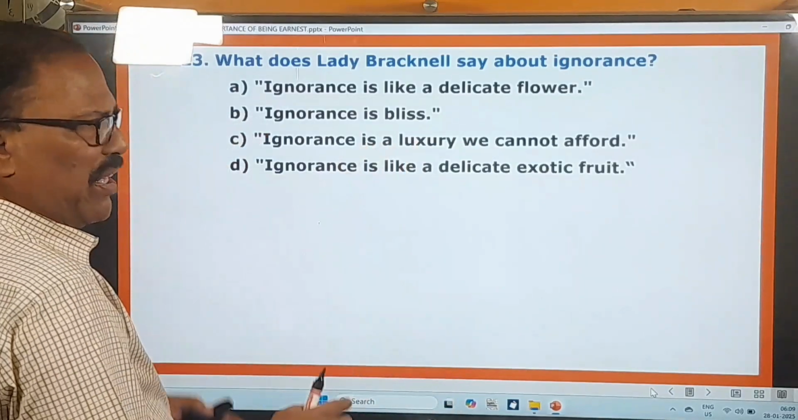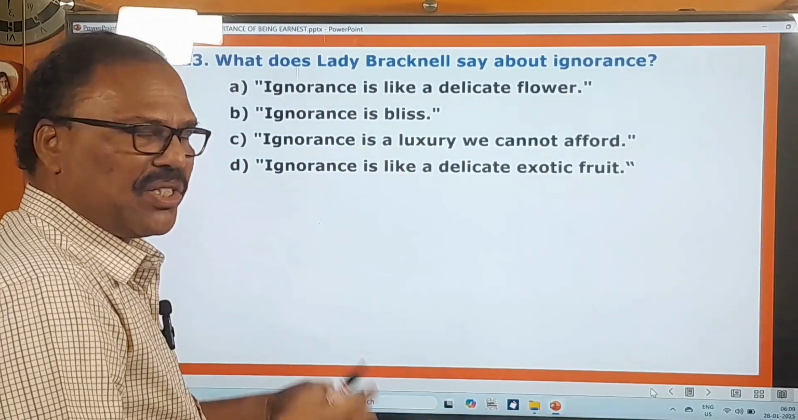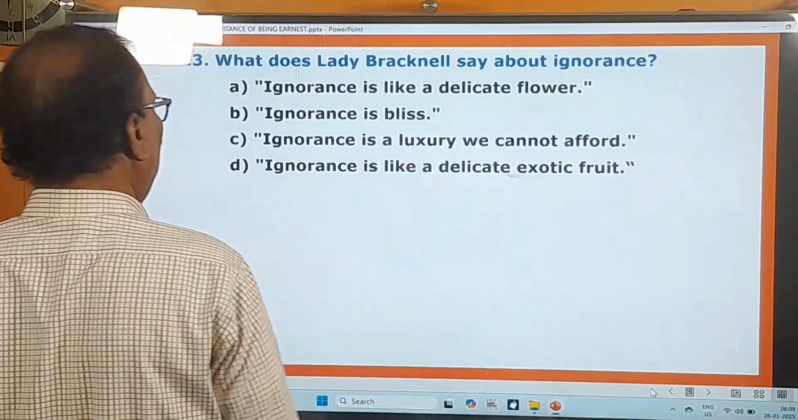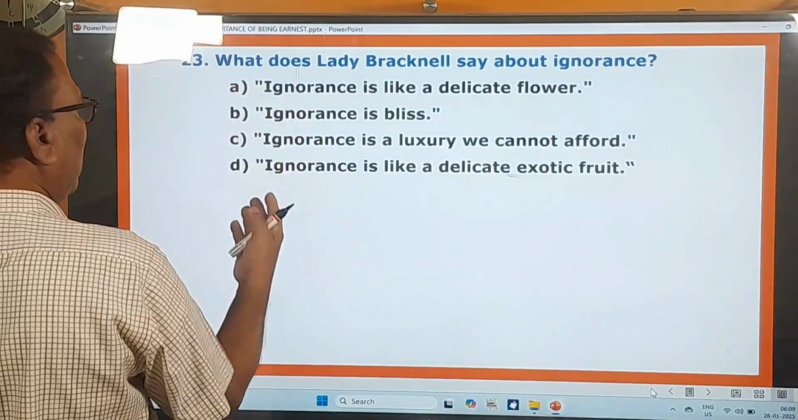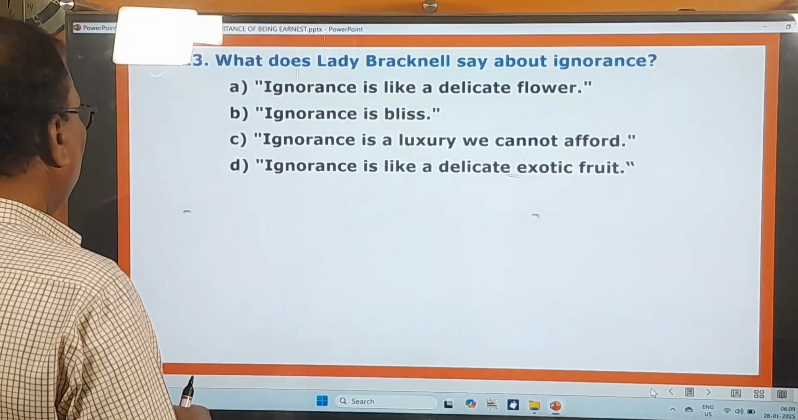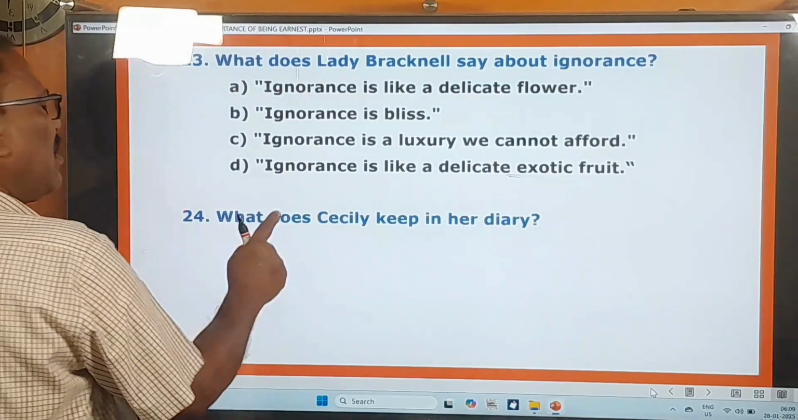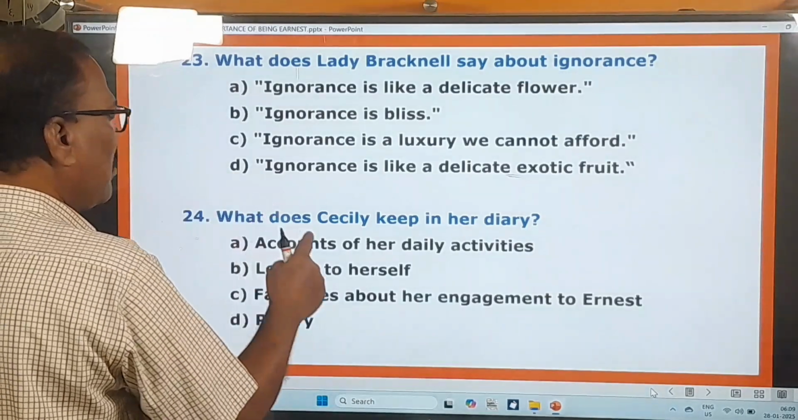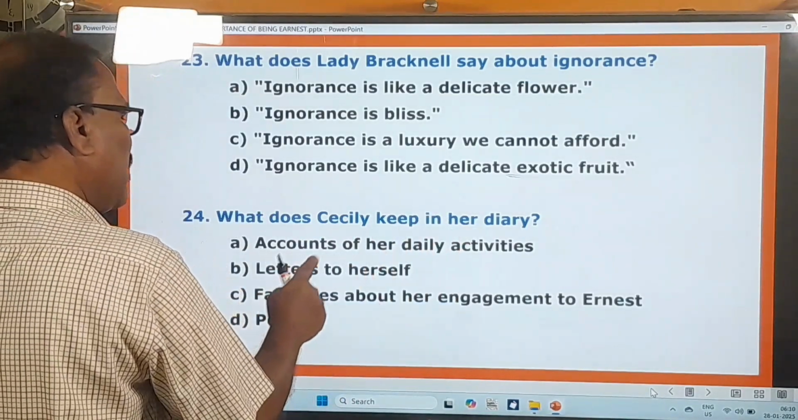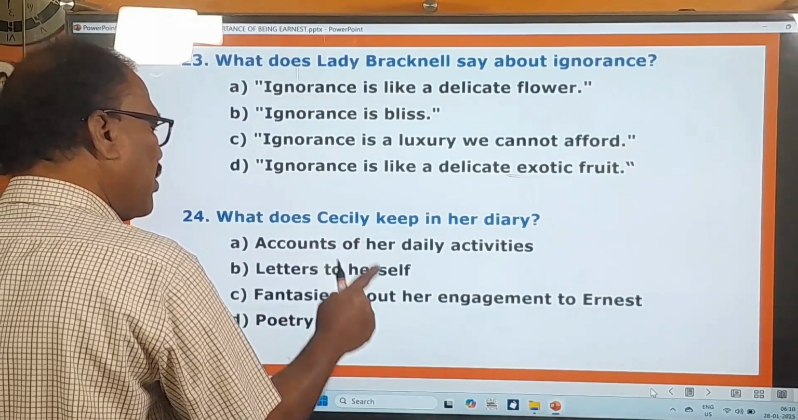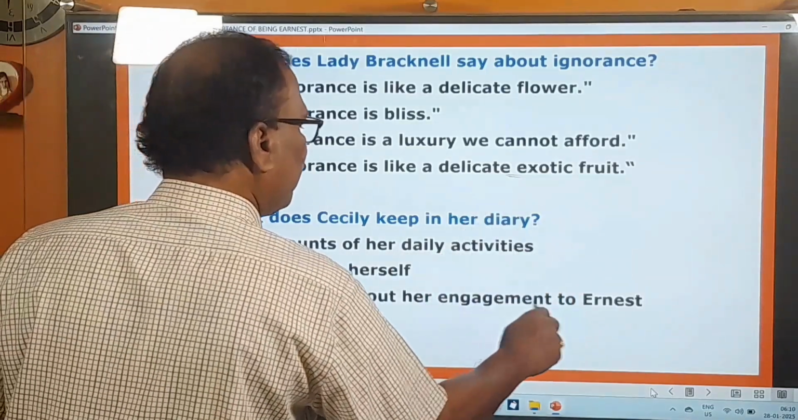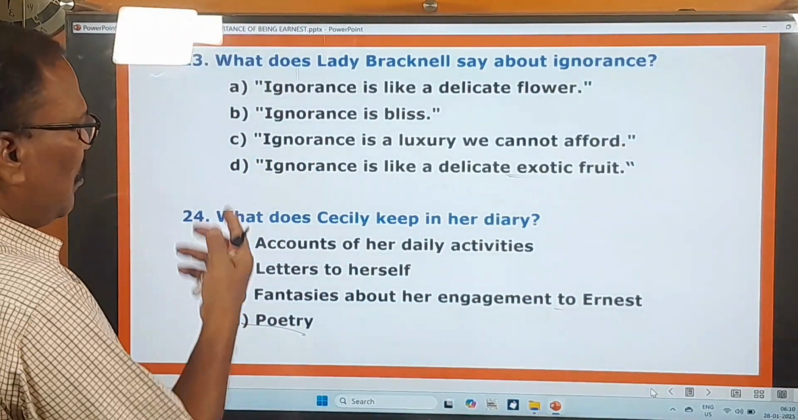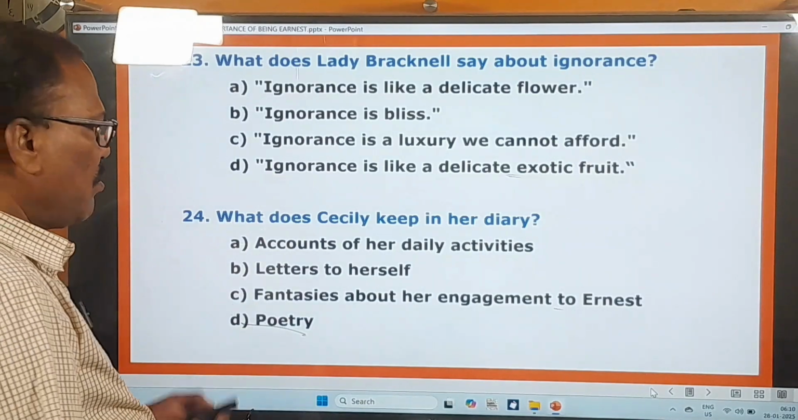It has got so many meanings. Fascinating, captivating, enchanting, so many meanings are there. So some kind of fruit, unusual fruit. Okay, right. These are the options. Now you move on to the next question. 24th one. What does Cecily keep in her diary? Accounts of her daily activities, letters to herself, fantasies about her engagement to Ernest, and poetry. So now you know the answers and you can choose the right one.